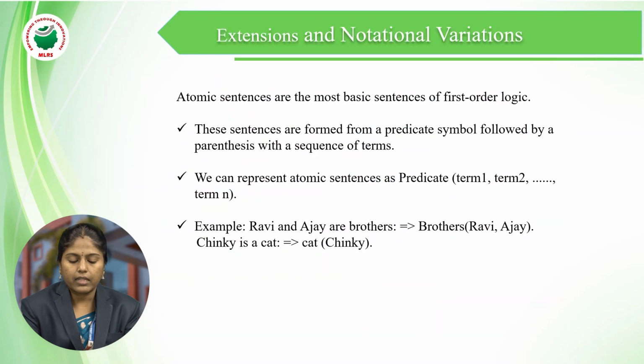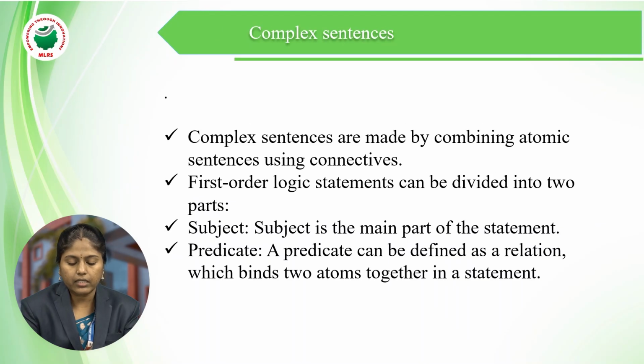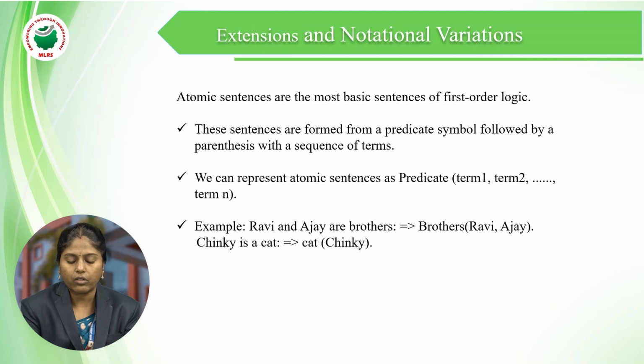Okay, and the next one is extensions and the notational variations. What do you mean by extension and notational variations? In the extension and notational variation, first one is atomic sentences. Atomic sentences are formed by predicates. There will be some predicate symbols that we are using, combined with parentheses. Whatever symbols are there, we keep them in the parentheses as an atomic sentence.